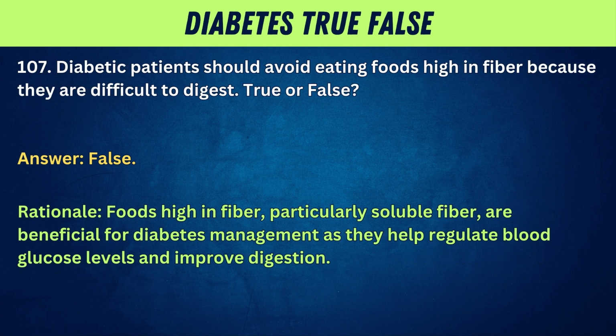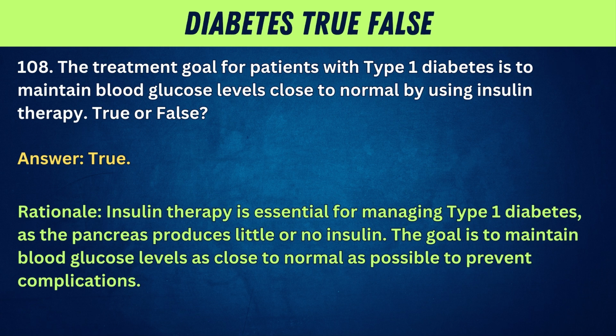107. Diabetic patients should avoid eating foods high in fiber because they are difficult to digest. True or false? Answer: false. Rationale: foods high in fiber, particularly soluble fiber, are beneficial for diabetes management as they help regulate blood glucose levels and improve digestion.